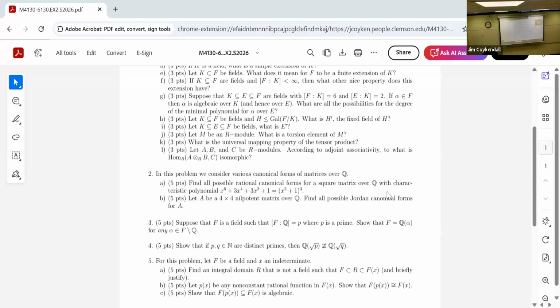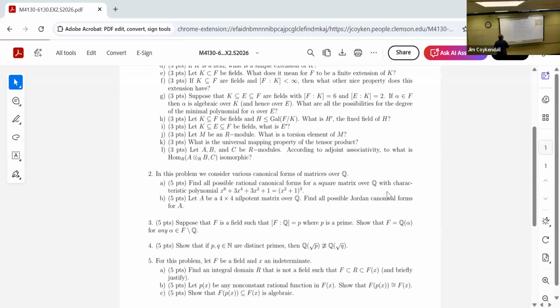By the way, does somebody know what the answer is for number G? This is the one where you had this intermediate field E, the degree of F over K is 6 and E over K is 2. If alpha is in F, then alpha is algebraic over K, hence over E. So what are the possibilities for the degree of the minimal polynomial of alpha over E? Either 1 or 3, because here's the way to think of this.